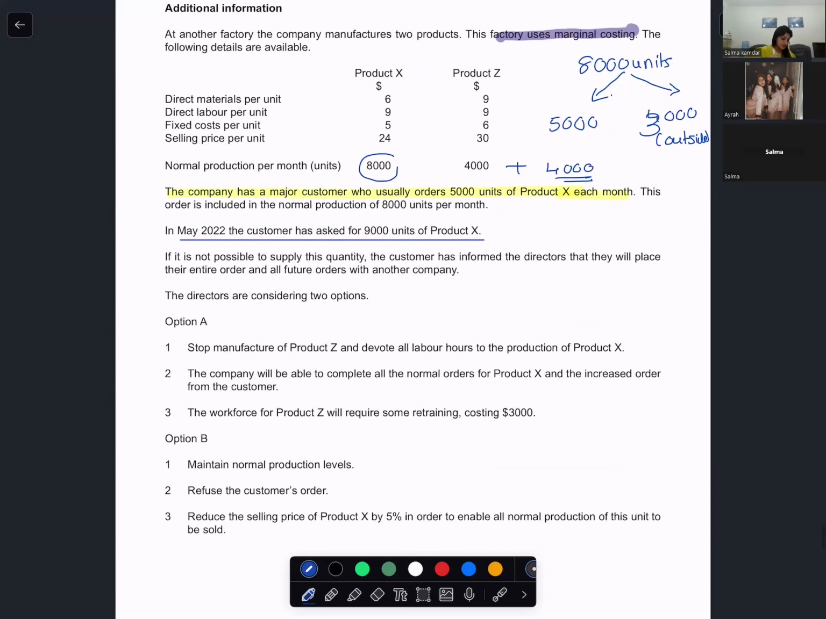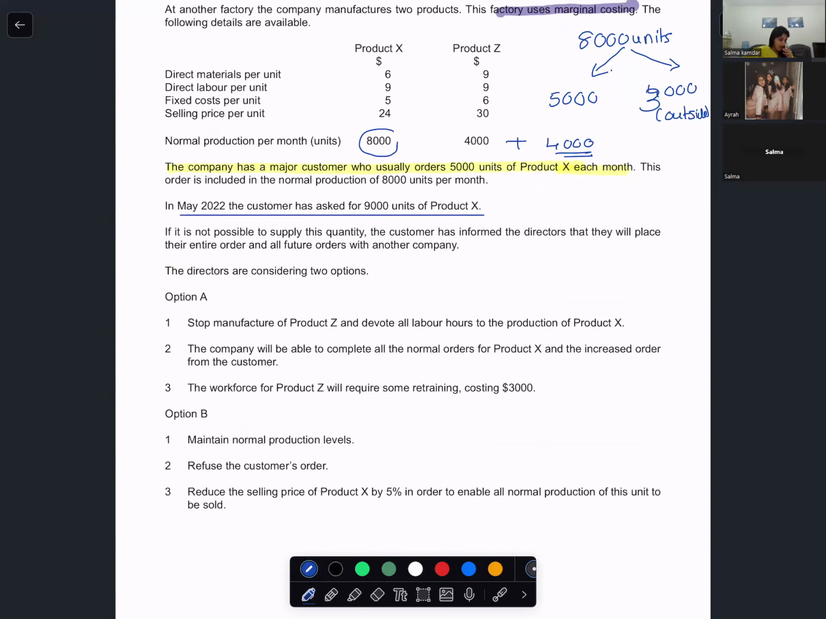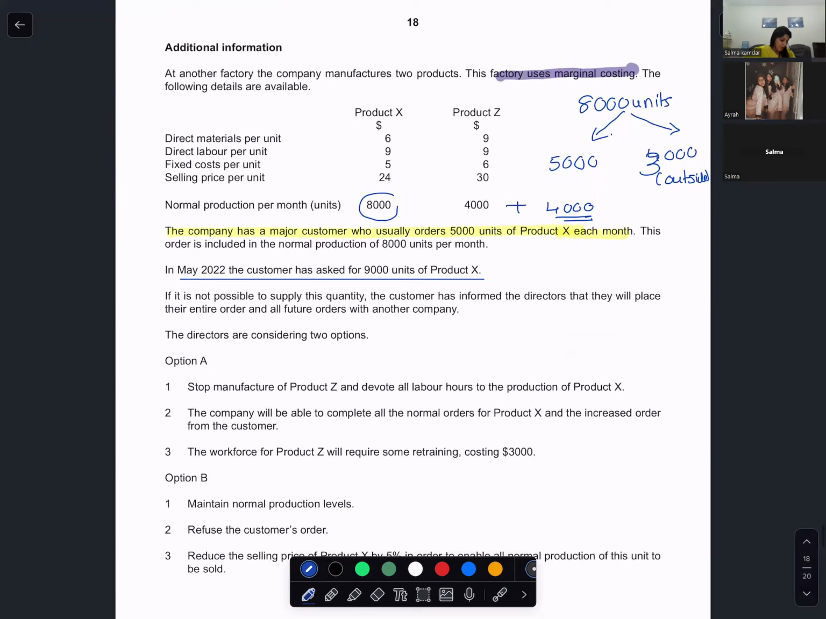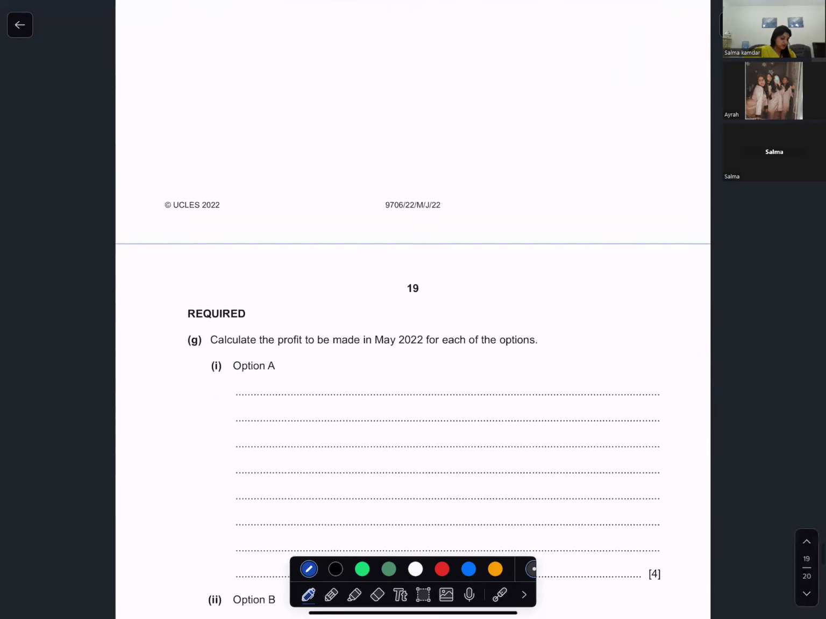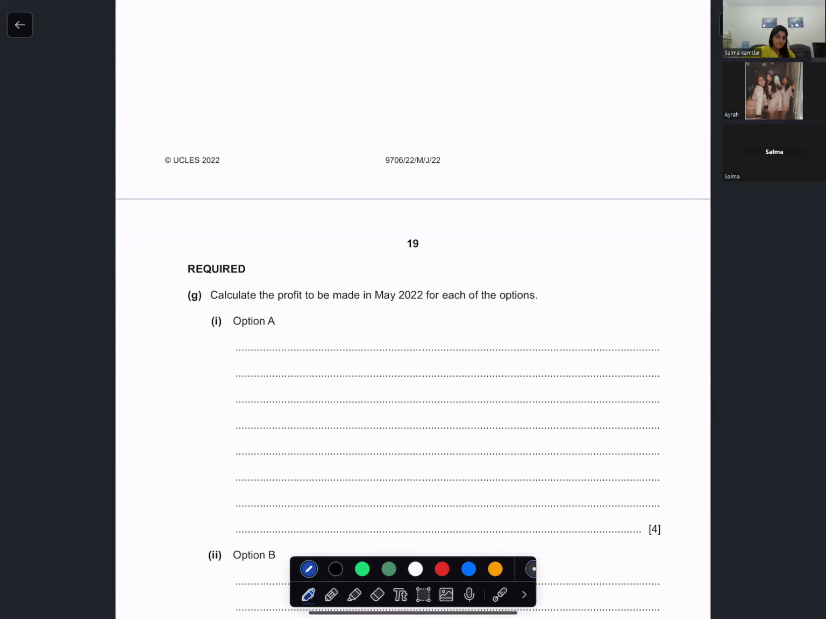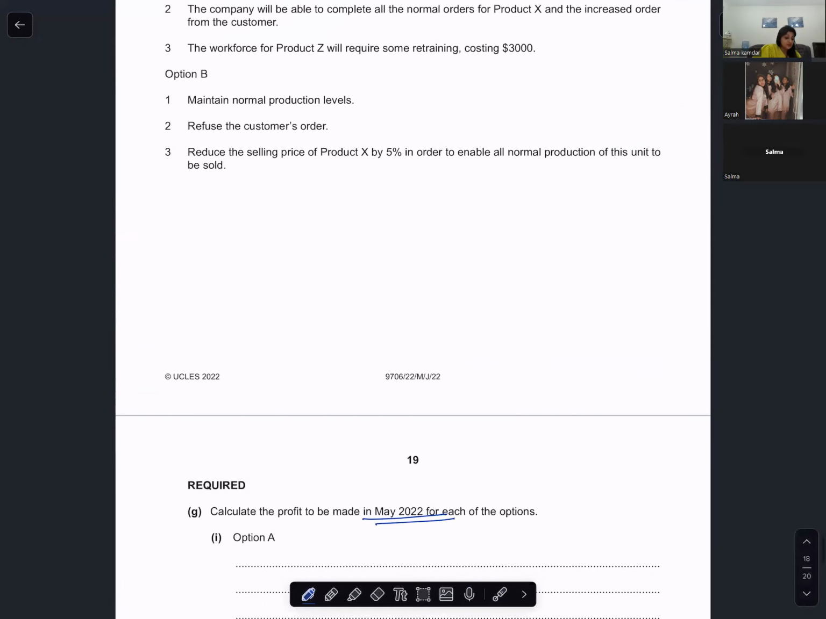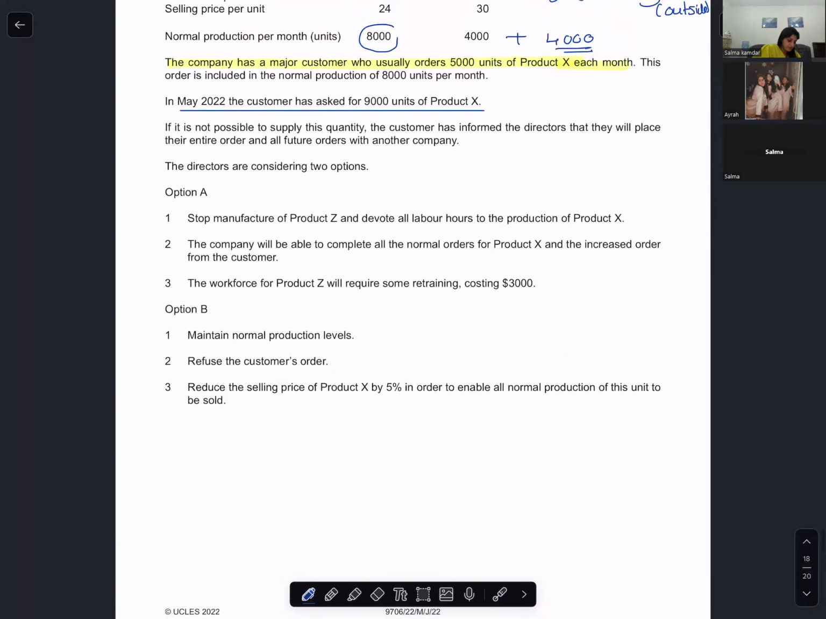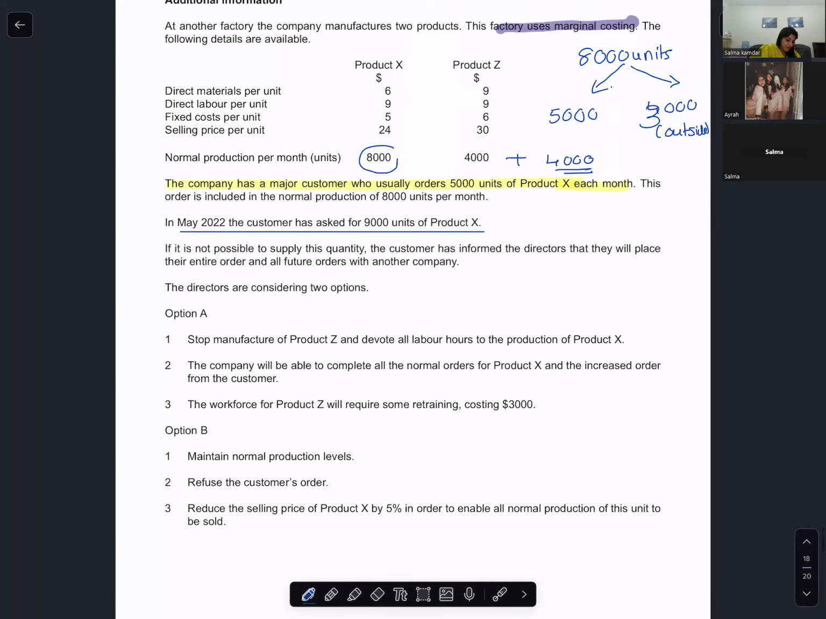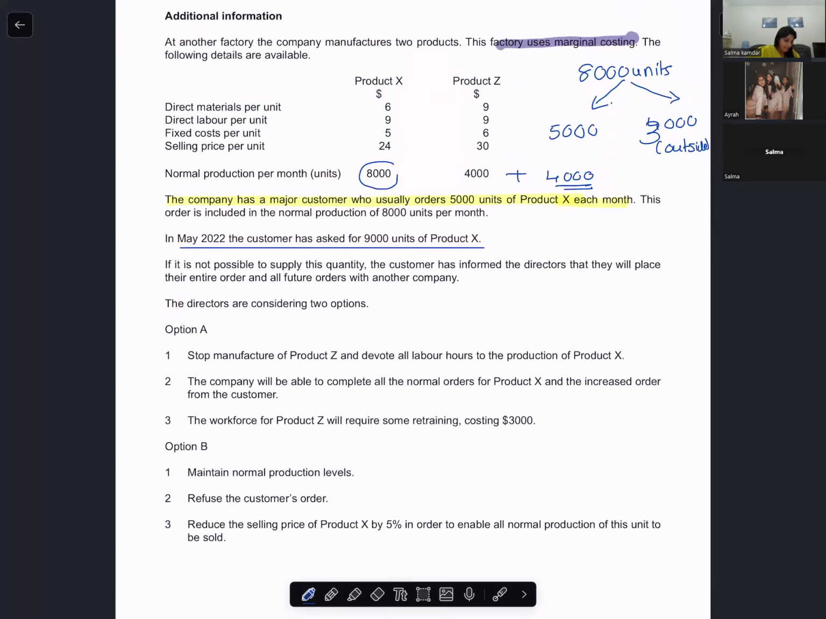So now the directors have two options, option A or option B. What do they want from us? They want us to calculate the profit made in both the options in May 2022. Okay, fine. Read ahead of option A.